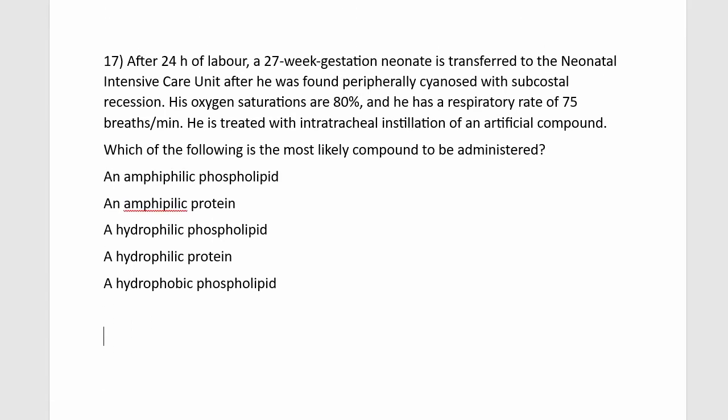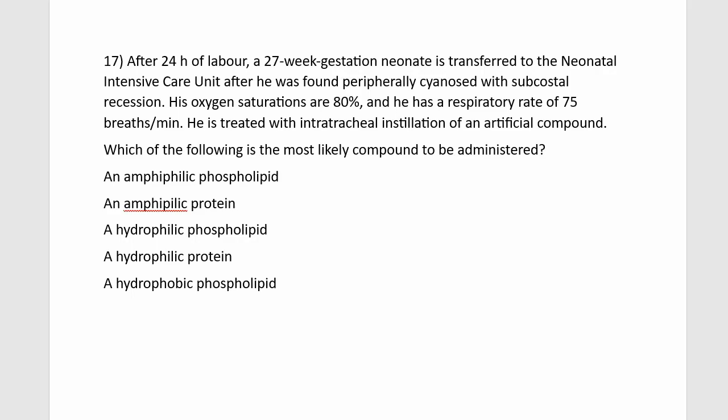Okay, so we have this premature neonate. When one is born at 26 weeks of gestation, they often have underdeveloped lungs and can experience respiratory distress syndrome, which is what they're going through, also sometimes referred to as hyaline membrane disease. Respiratory distress syndrome occurs due to a deficiency of pulmonary surfactant, a substance composed of phospholipids and proteins.